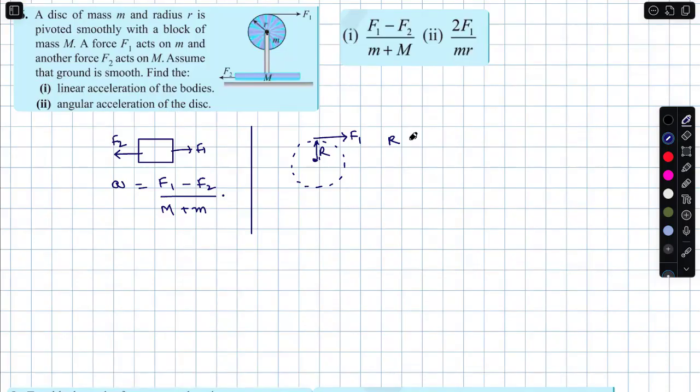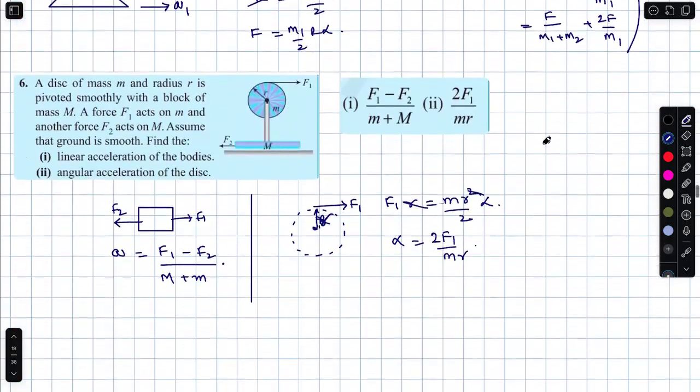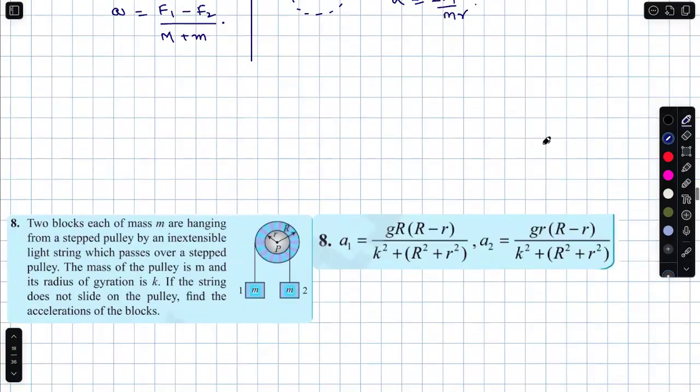This is a disk, right. F1R is equal to MR square by... oh, this is small r. This is small r. F1 small r is MR square by 2. So there, MR square by 2 alpha. Alpha is 2F1 by MR. Done. Most simple question. Actually, compared to this, it is a simple question. Next.